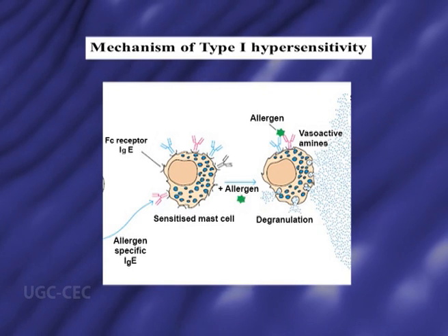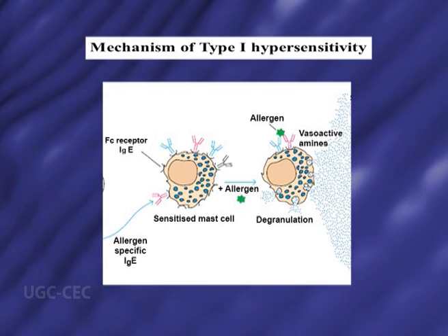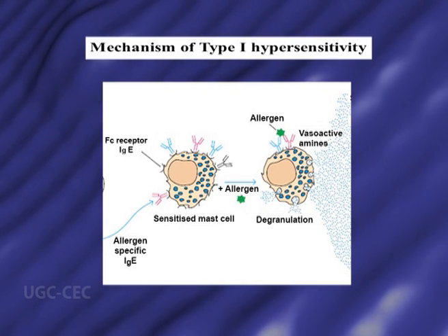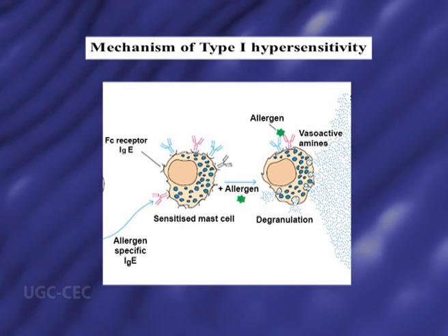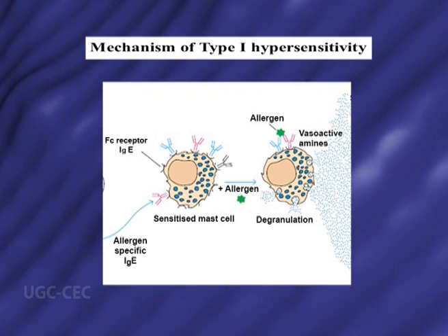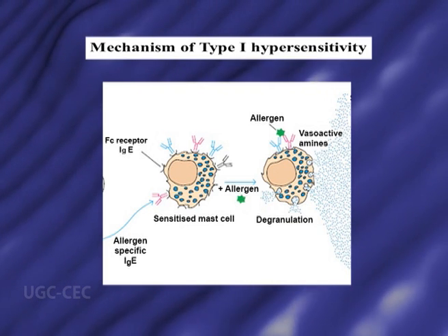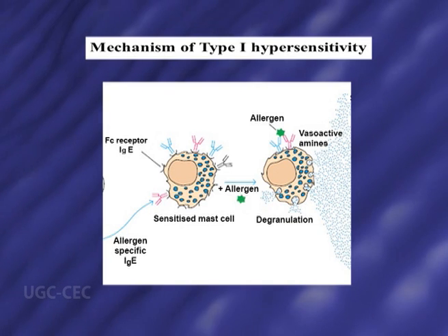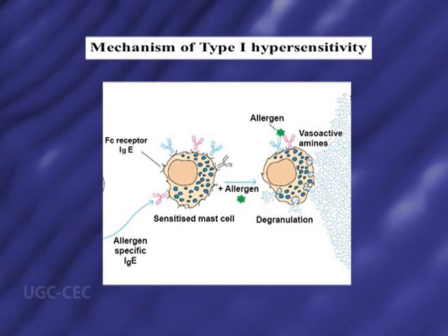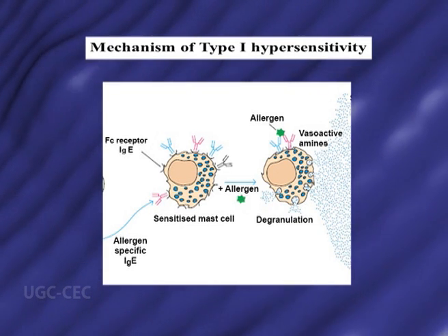Now the granule membranes also allow the movement of calcium and water inside. The granules swell, and the swollen granules fuse with the plasma membrane, and all the pharmacologically active mediators present inside the granule are released into the blood or at the site where the allergen has entered. Now these pharmacologically active mediators cause inflammation. That means they cause vasodilation and increase the vascular permeability.